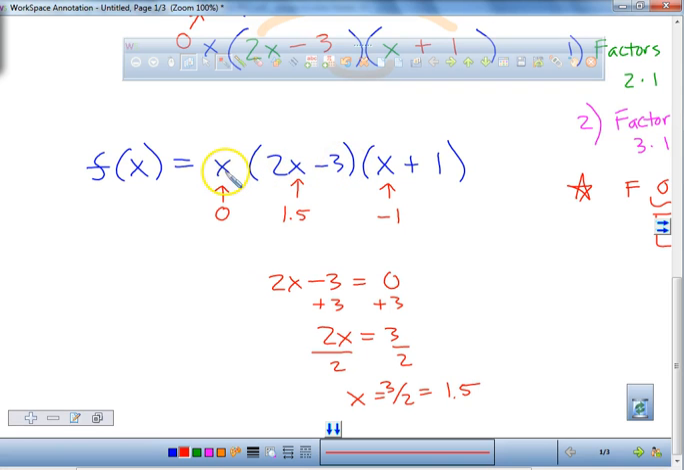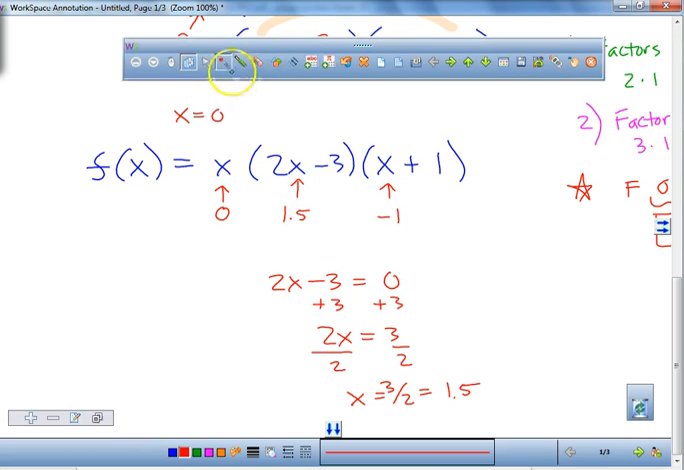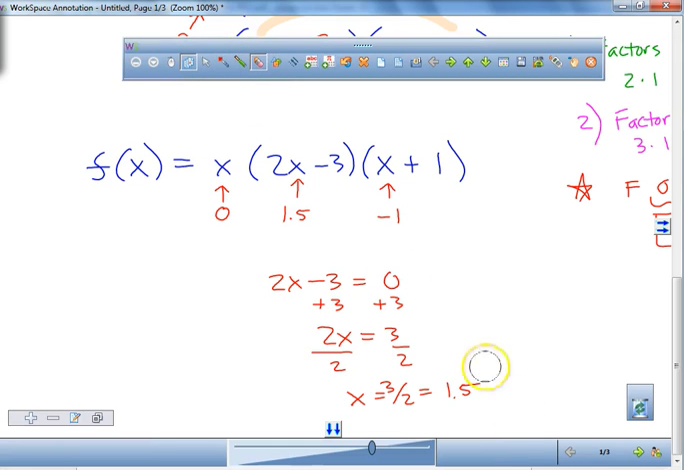Well, this one's really easy to set equal to 0. You could just say x equals 0. And that's how you can get your 3 answers algebraically. You factor everything out, and then figure out what number plugged in makes this expression, or this equation, equal to 0.